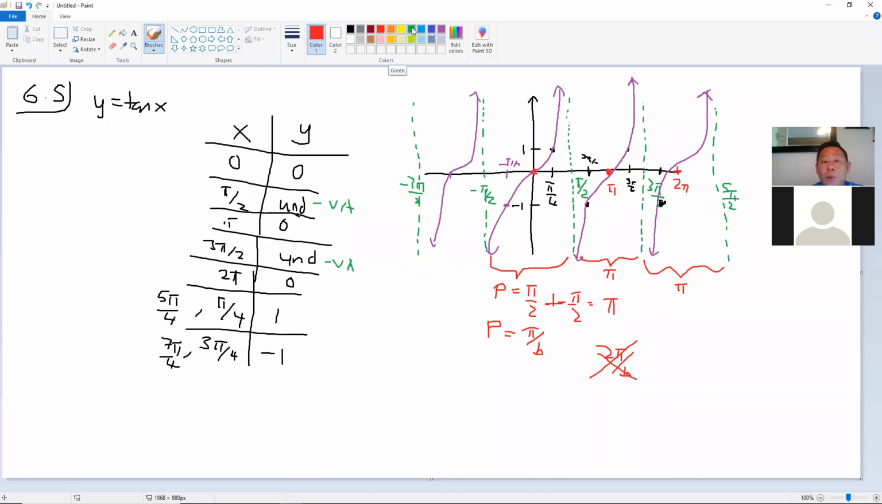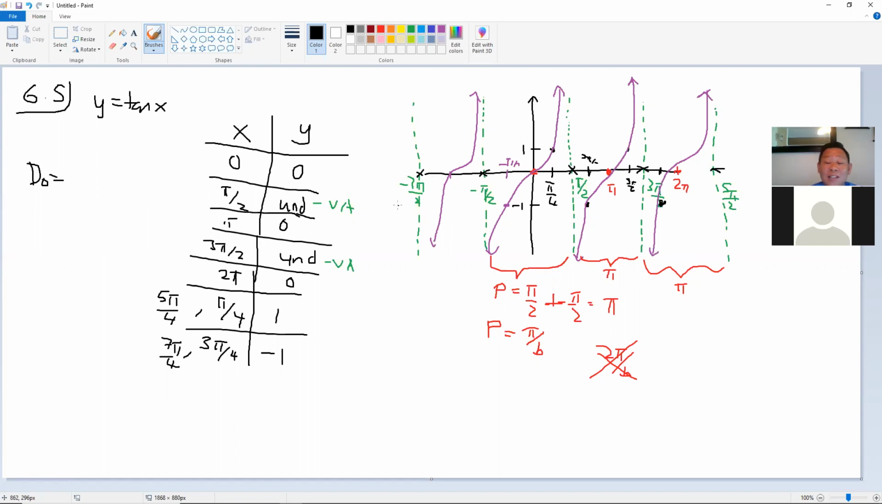And then we figure out your domain and range. And so what is the domain for the tangent graph in this case? Now, as you know, domain means your x value. So the only x value you cannot take is where you have the vertical asymptote. So everything is good except for the green dot dashed line.